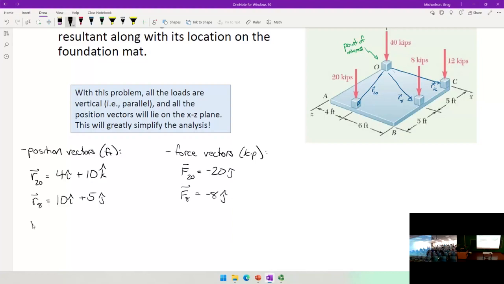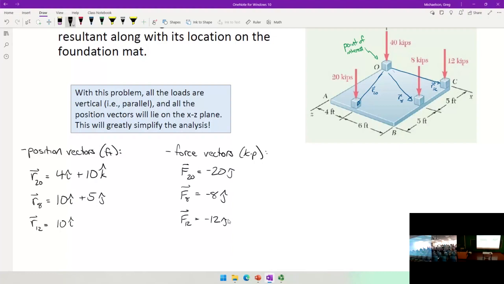So same thing with R12. That one should be pretty simple. What is R12 going to be? Just 10, 0, and 0, right? Just 10i. And then F12 is minus 12j. Now, let's be clear about something, though.